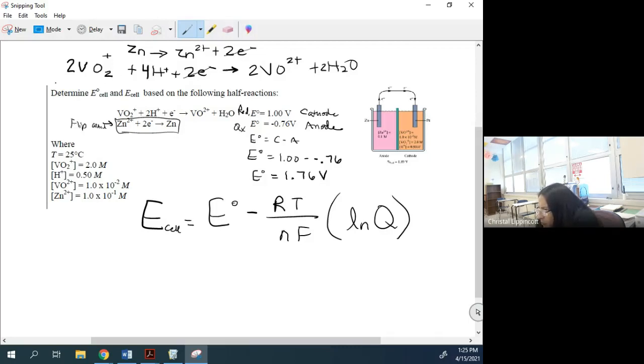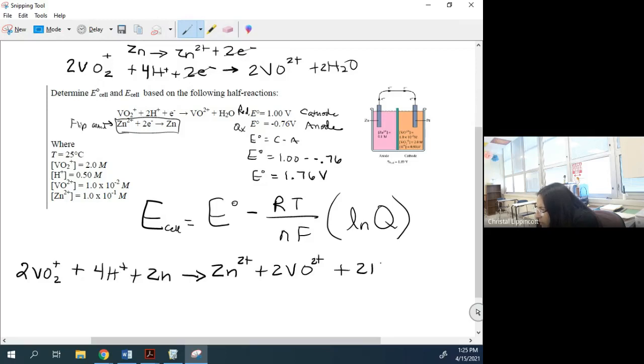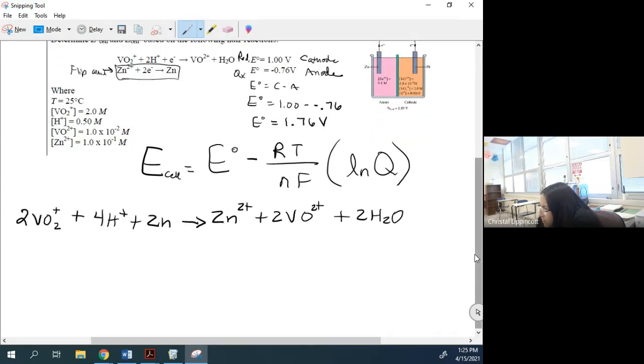Okay, now I can rewrite this as 2VO2+ plus 4H+ plus Zn yields Zn2+ plus 2VO2+ plus 2H2O. All right, you ready? Everybody? Got all that written down? Okay.